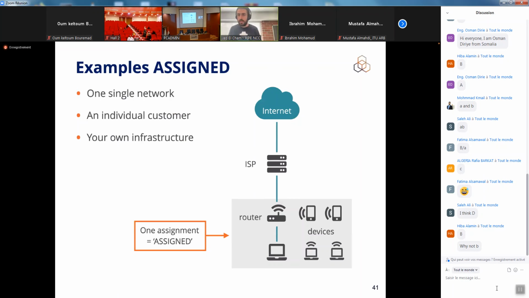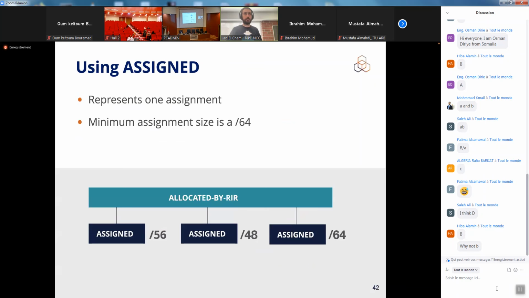The most common one is assigned. Okay, and this is typically, it refers to one single network or one customer, or for example, it can represent your infrastructure. So this is an IP space that is actually being used somewhere in your network. Customer, data center, infrastructure, we don't care. Okay, this is what it represents.